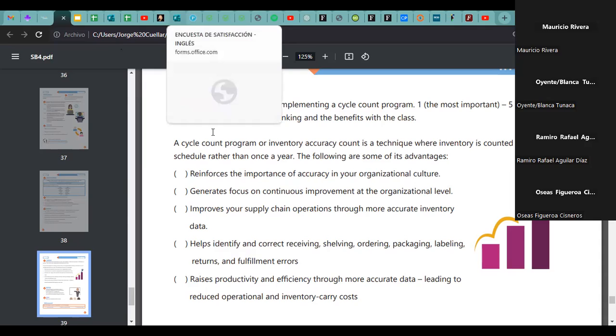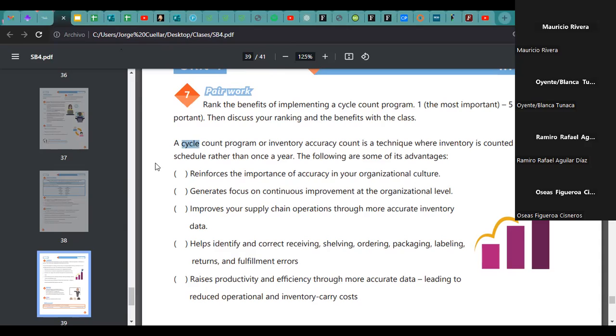So let's check some words here. What is cycle? Un ciclo. Very good. What is schedule? Do you remember what is schedule? Es un horario. Very good. Let me see what else. What is continuous improvement? Mejora continua. Very good. That is it. Very important this part. What is supply chain operations? La cadena de operaciones, algo así. La operación de cadena de suministros, something like that.